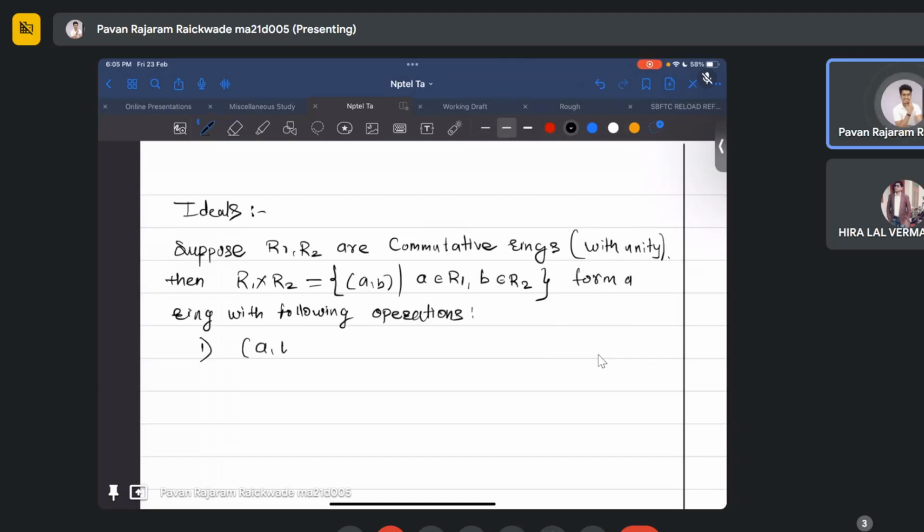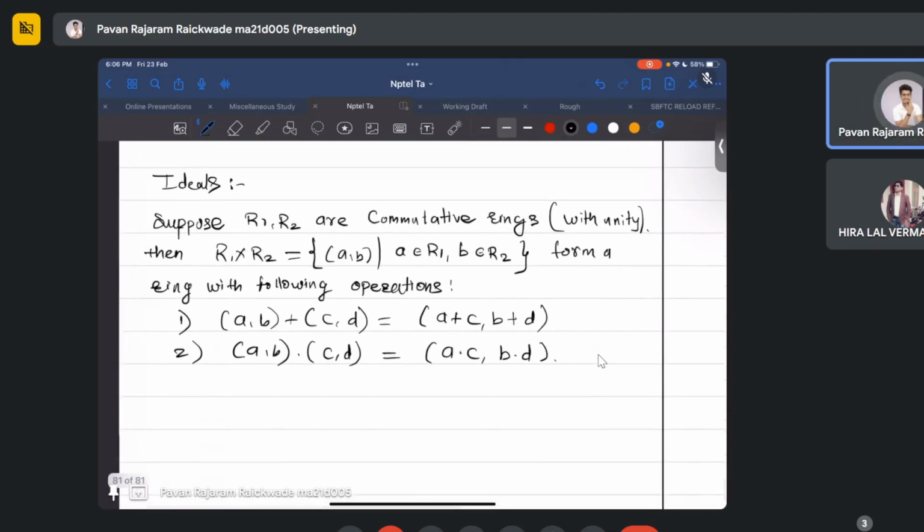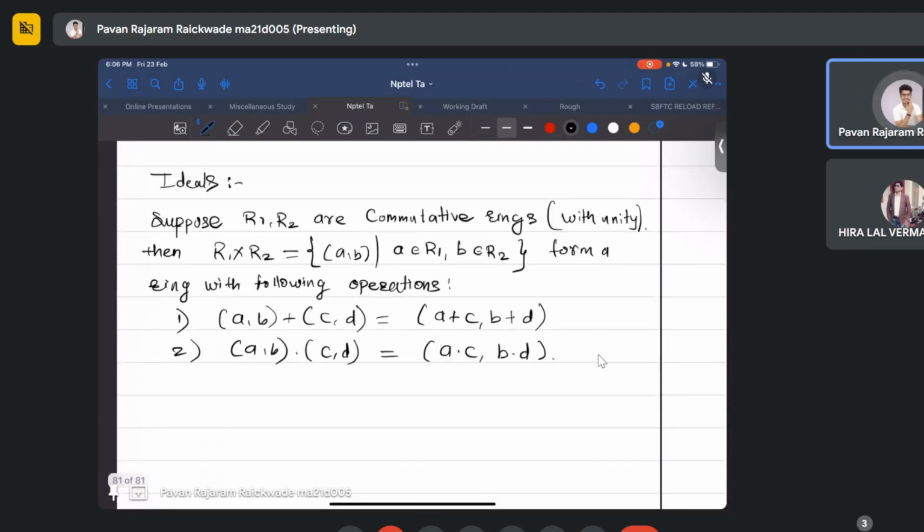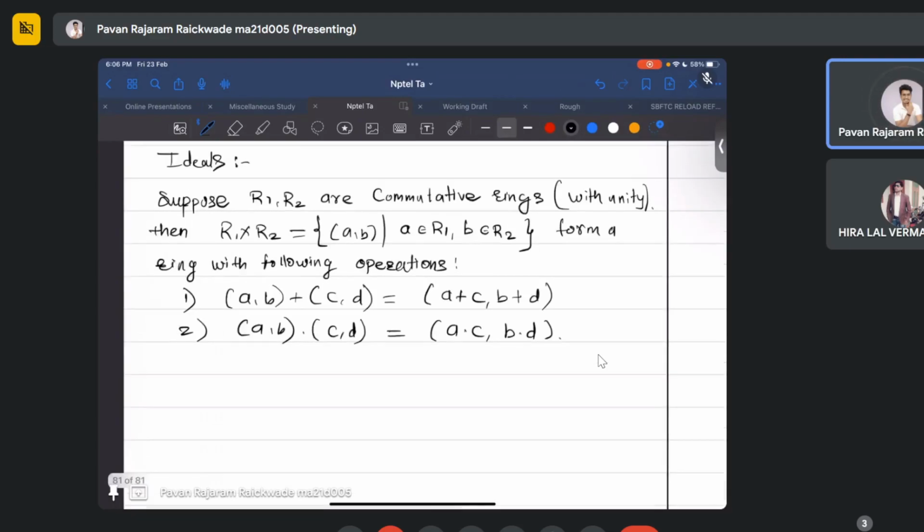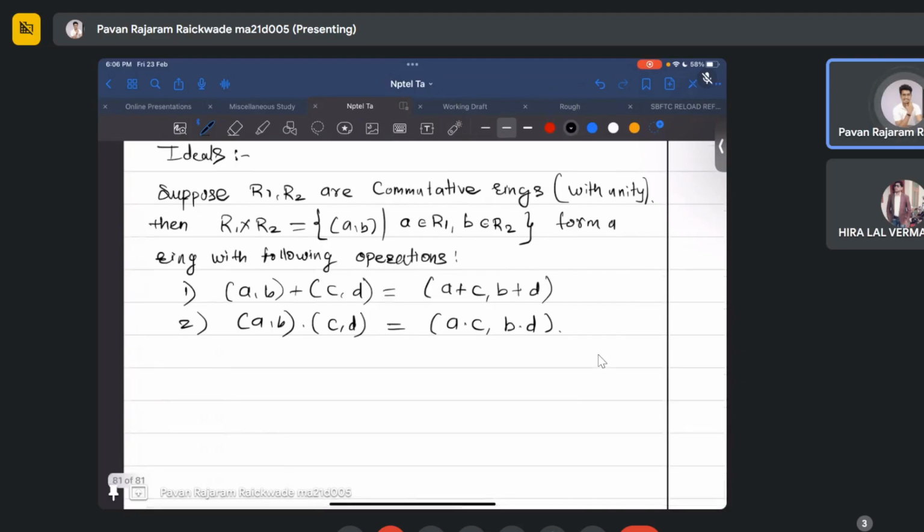One, (a, b) plus (c, d) happens pointwise. Similarly, if you do the multiplication, that will also be pointwise. The multiplication will be in the corresponding rings R1 and R2. So with these operations given, we know that R1 cross R2 is a ring. Now the question is, what do the ideals in R1 cross R2 look like?